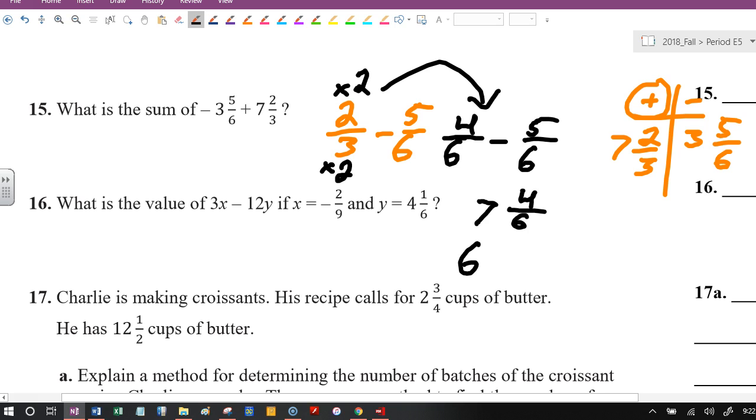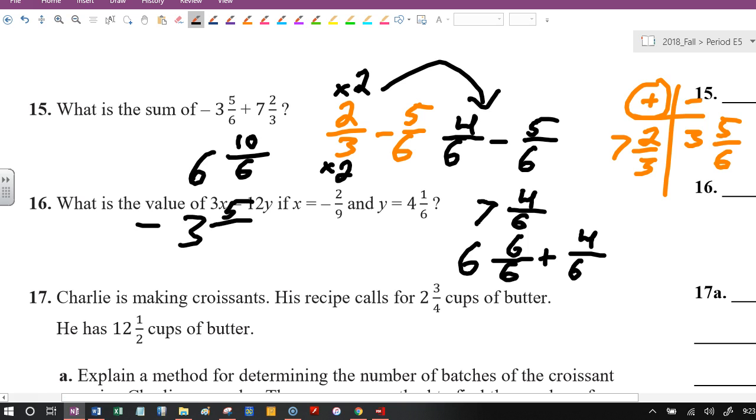How do you get 10? Because 1 is equal to 6/6. Right, so we get 6/6 plus 4/6, because we borrowed a whole. So that makes 10/6. Awesome. So let's see, I'm running out of room here. 6 and 10/6. And then we're going to minus 3 and 5/6. Awesome. And we get 3 and 5/6.